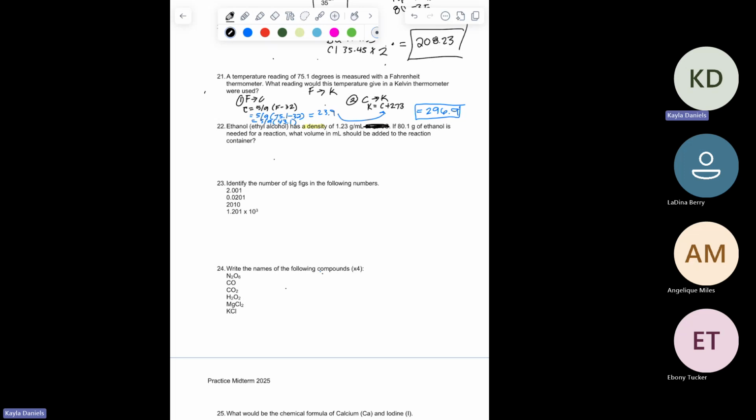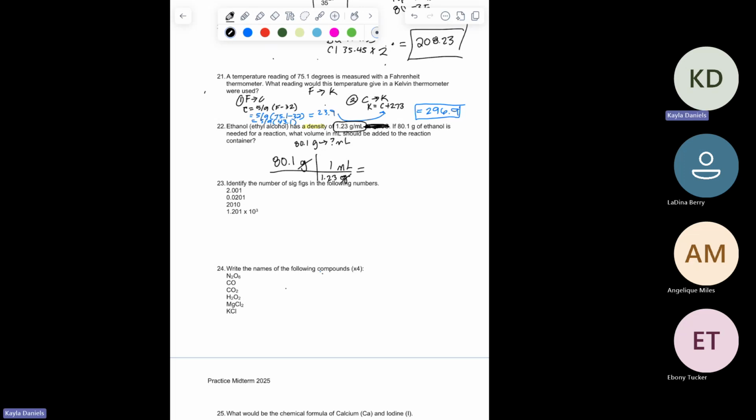If 80.1 grams of ethanol is needed for the reaction, what is the volume in milliliters? So they gave us that we're starting with 80.1 grams of ethanol, and we're trying to figure out milliliters. So we want to do our T-chart, right? We want to start with what we're given. And then this is the conversion factor we're going to use. So grams on bottom because I want them to cancel, milliliters on top. So I have 1.23 grams for every 1 milliliter.